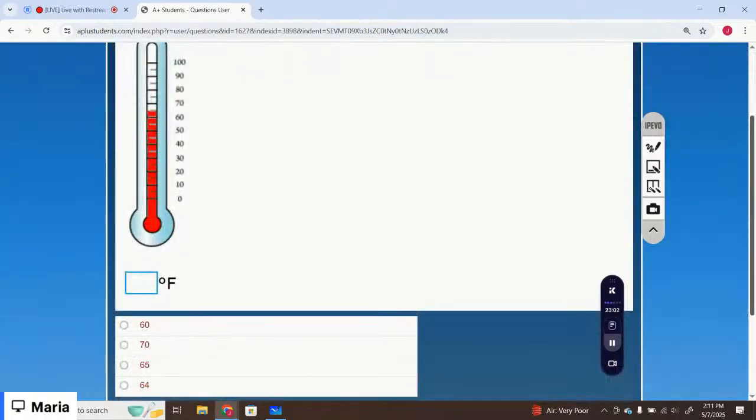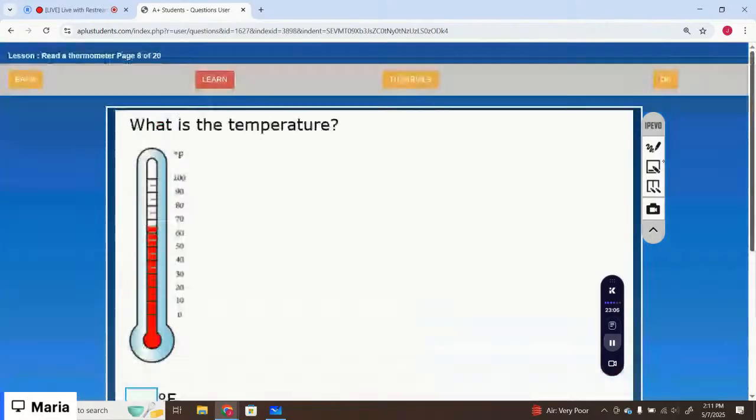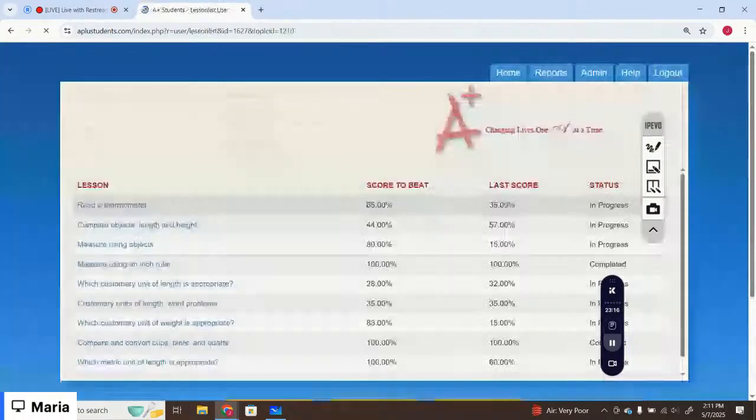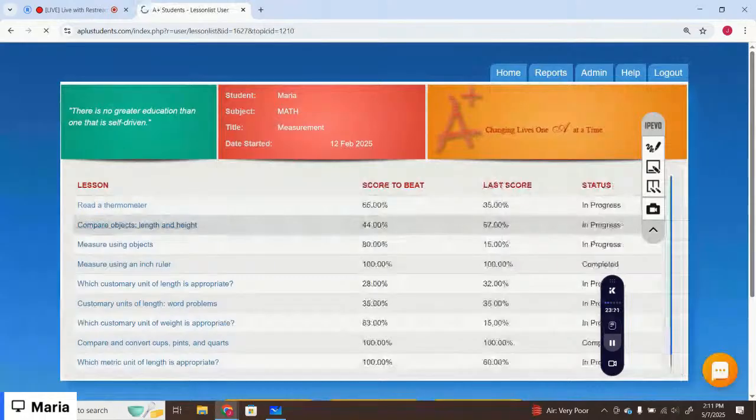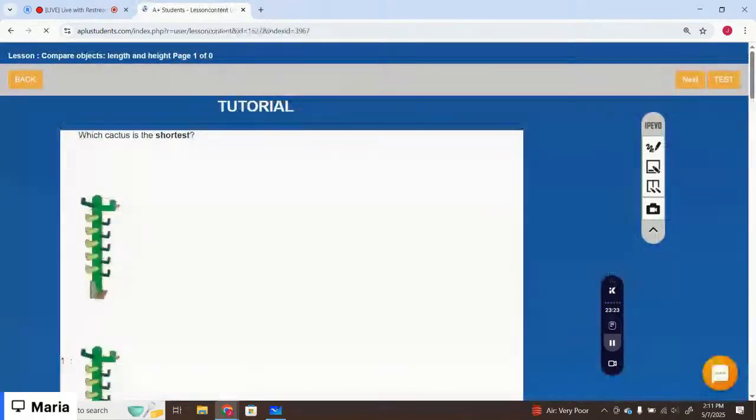The temperature is 60 degrees F. Okay, you can complete the lesson by yourself later today. Let me just move to the next lesson. The next lesson is compare objects' length and height.